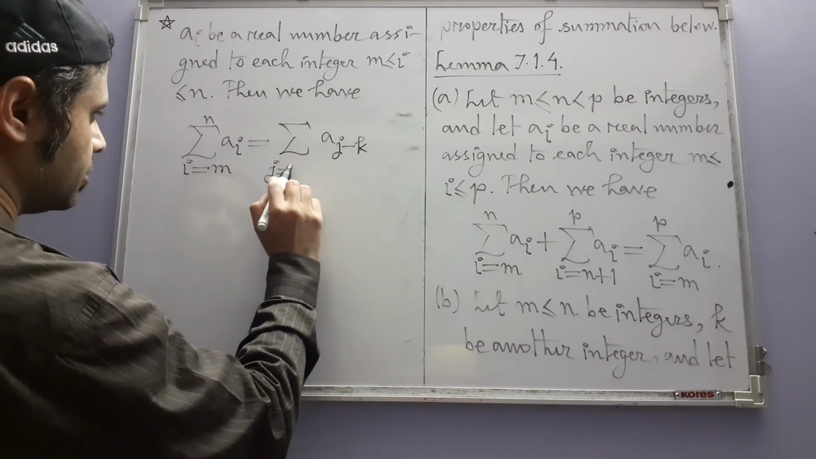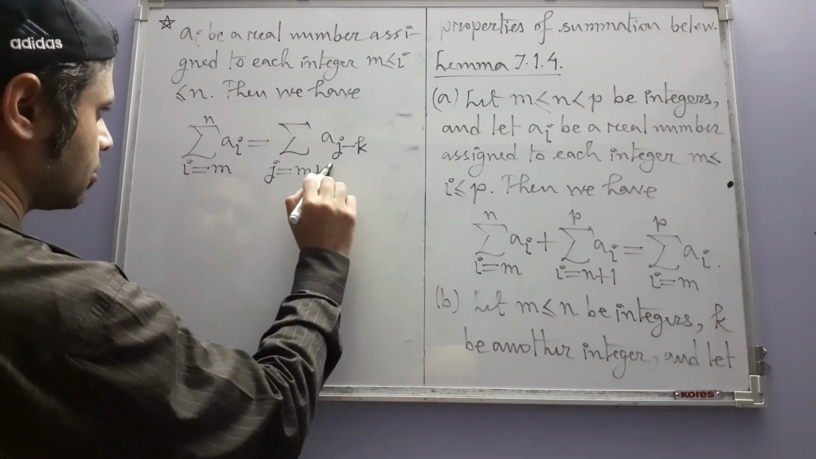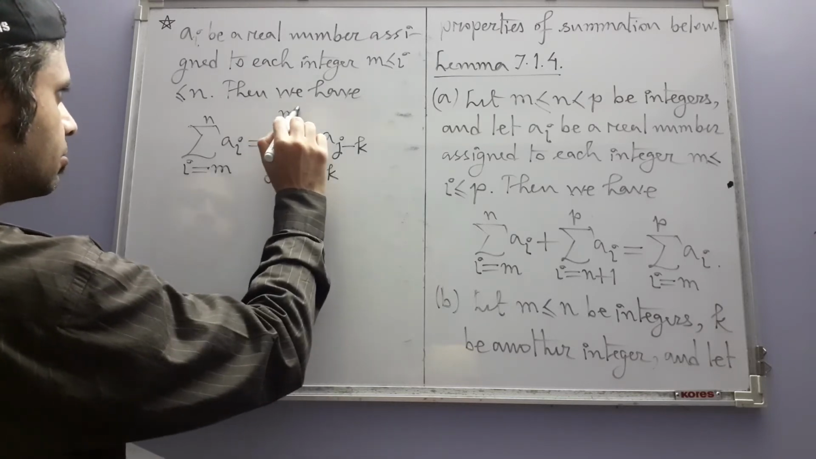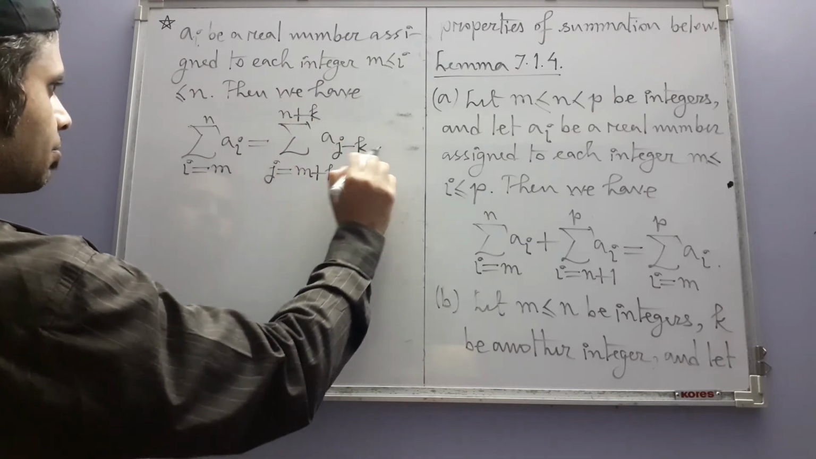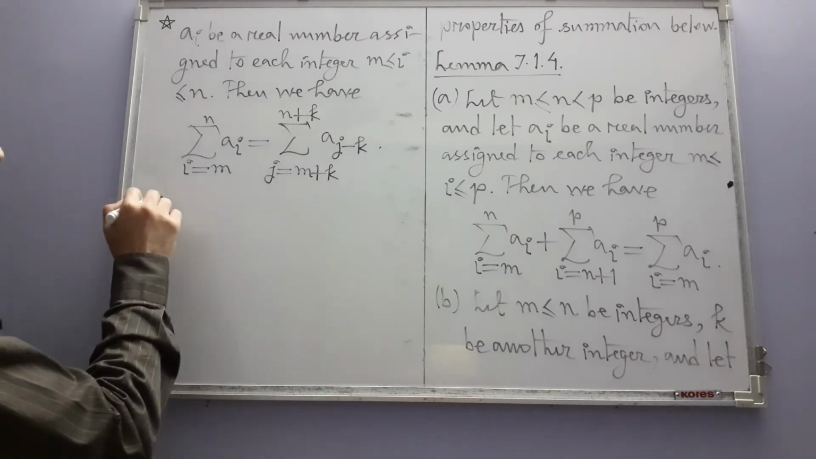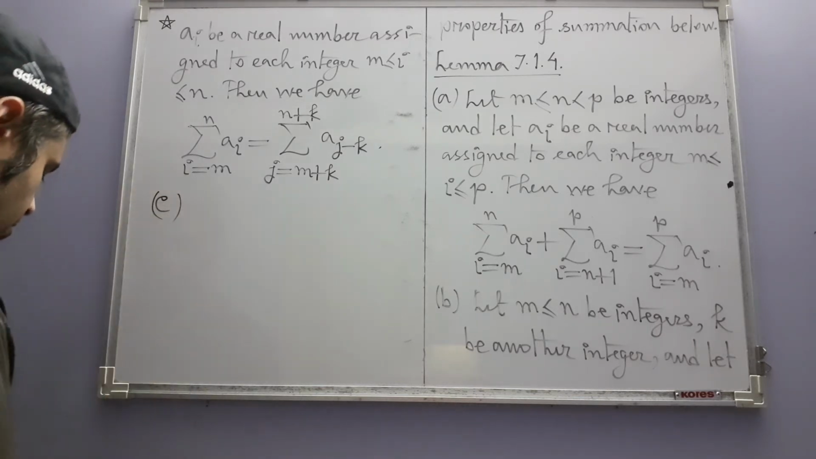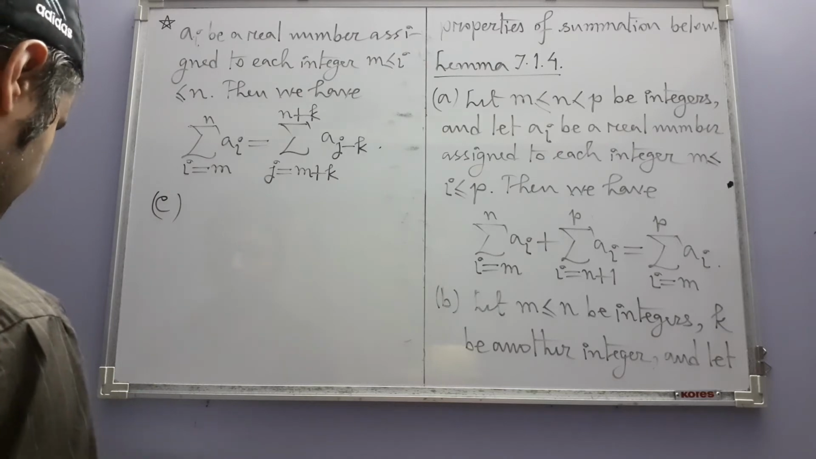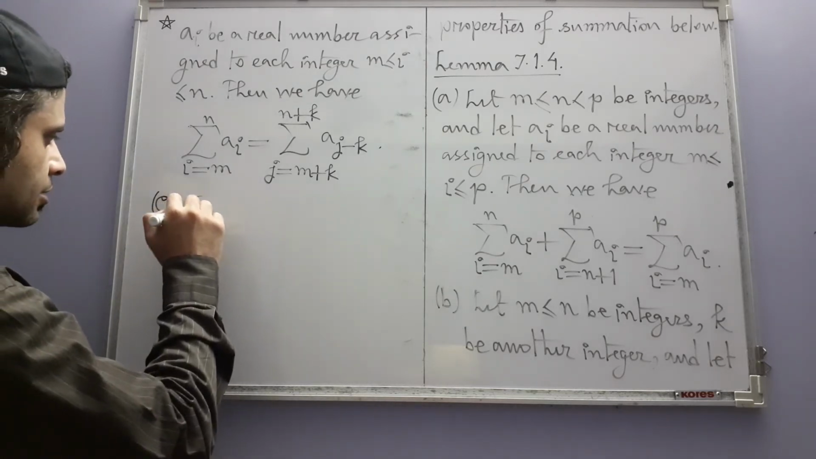j is varying from m plus k to n plus k. See, the starting is almost always the same.